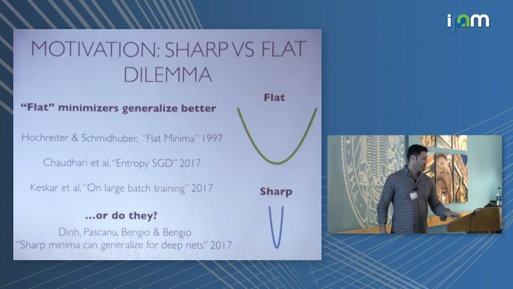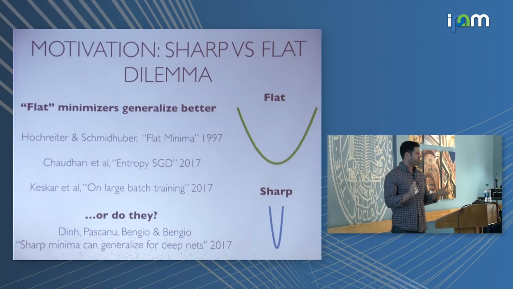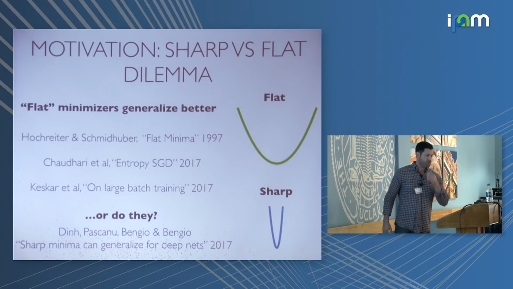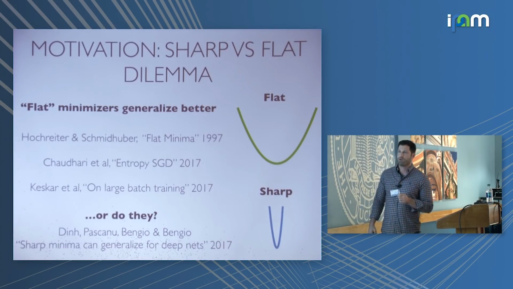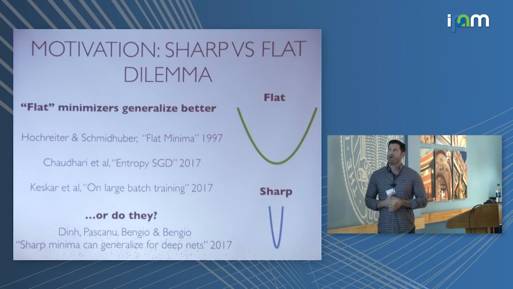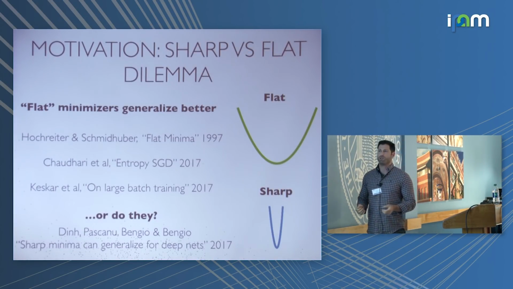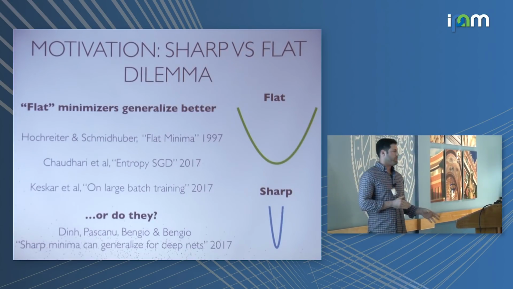But first, I want to talk about our motivations and a little bit of background on how you visualize these things and how to interpret the visualizations. So one of the things that motivated us to look at this problem is there's this debate going on. I call it the sharp versus flat dilemma. So it is widely believed that flat minimizers of neural networks generalize better than sharp minimizers.